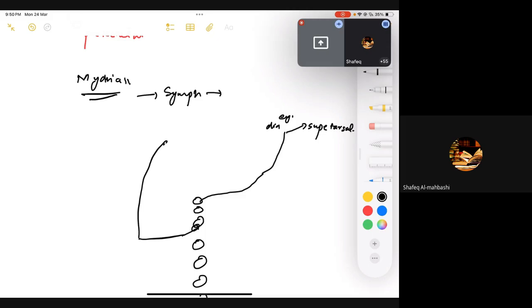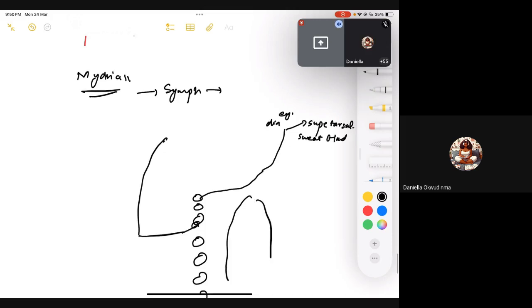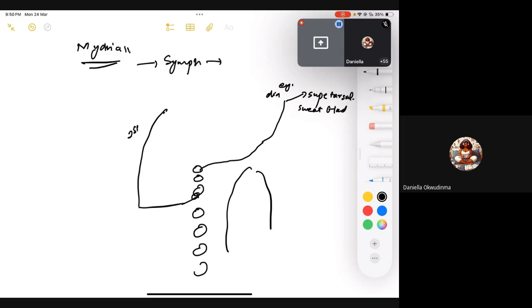What about sympathetic innervation to your sweat glands? Sweat gland, okay. So for example, lungs basically come here. This is the first order neuron, your second order neuron, and third order neuron.